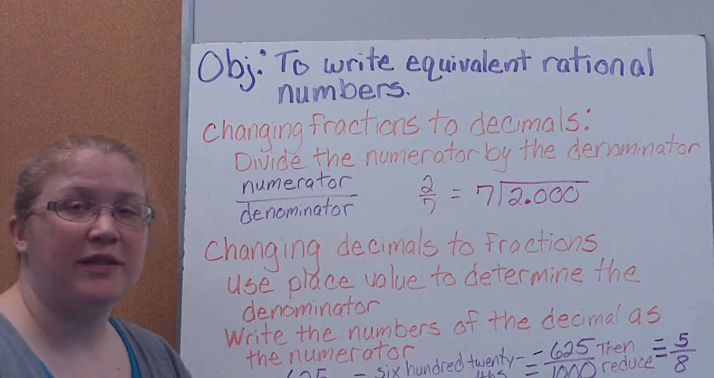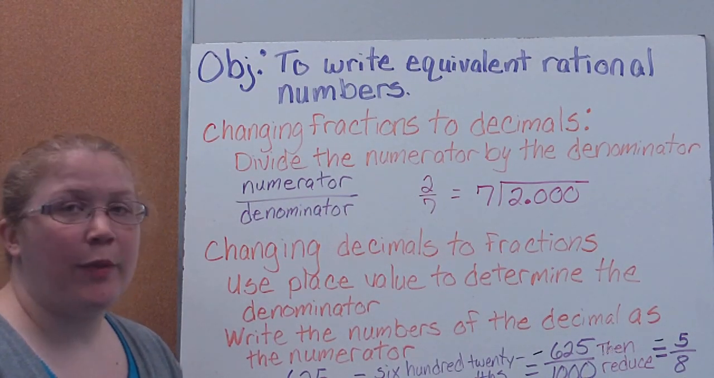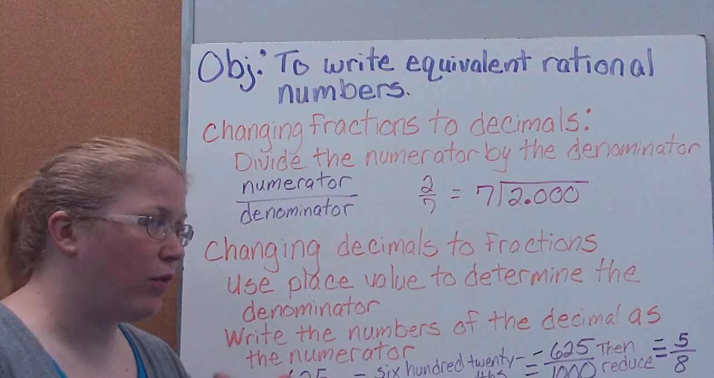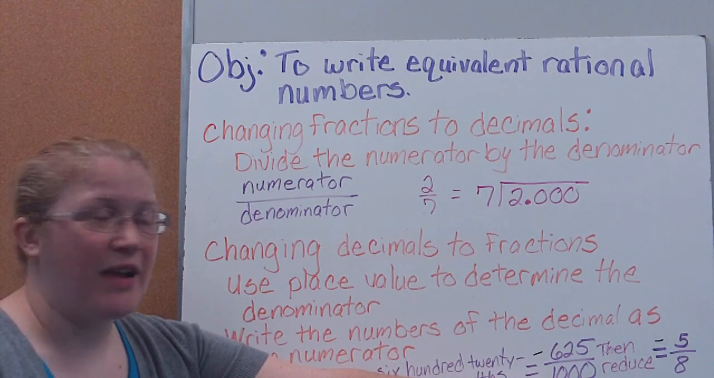If there were 2 decimal places, it would be over 100. If there was 1, it'd be over 10. That's a quick way to remember it. But the other thing you can do is just read your decimal out loud and write it in fraction form. So in fraction form, it would be 625 over 1,000.